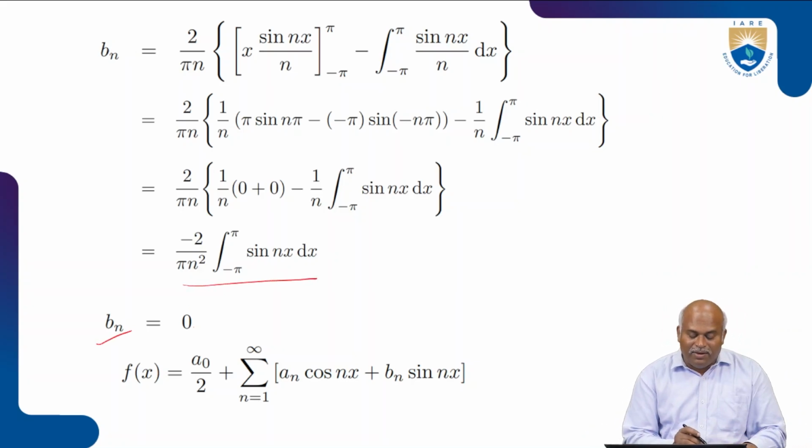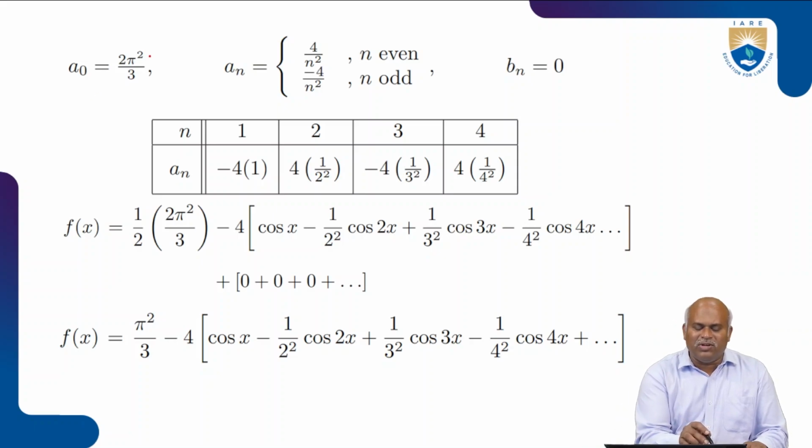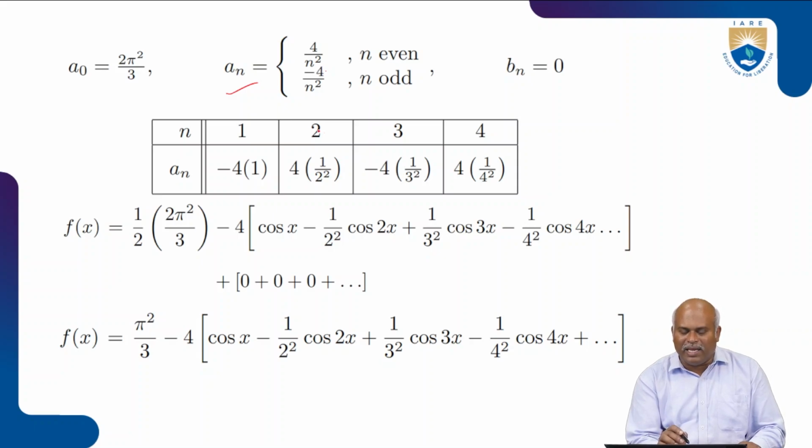Then we can substitute for a0, an as well as bn. For the tabular condition, n varies from 1 to infinity. So a0 is equal to 2 pi square by 3, an is equal to 4 by n square when n is even, and minus 4 by n square when n is odd, but b of n is equal to 0. Then I only need to calculate a of n. For n equal to 1, a of n is equal to minus 4. For n equal to 2, 4 into 1 by 2 square; for 3, minus 4 into 1 by 3 square; for 4, 4 into 1 by 4 square.